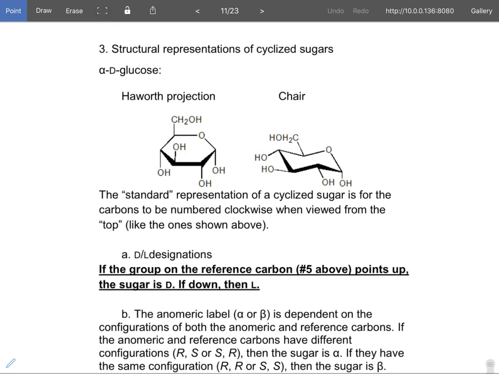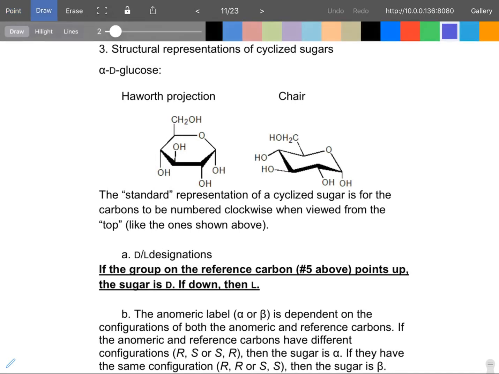So my recommendation is, if I task you with drawing a sugar, draw it as a Haworth projection, because there's going to be no ambiguity in terms of up versus down. And it can be tricky drawing these things on a test, and maybe things are crooked and all weird, but it's very clear to indicate up versus down. So I tend to use Haworth projections when I draw stuff. We'll have examples that are both.